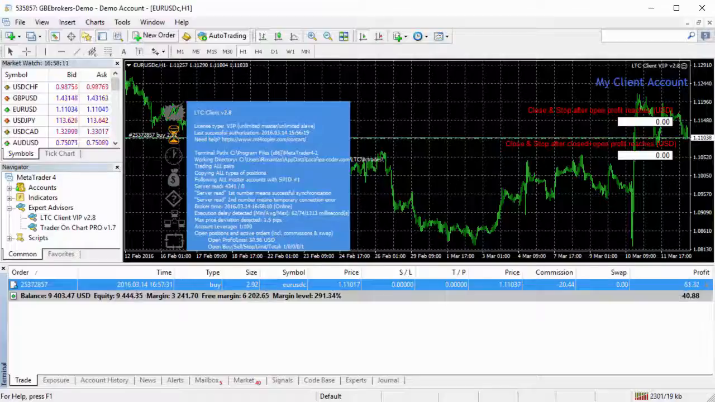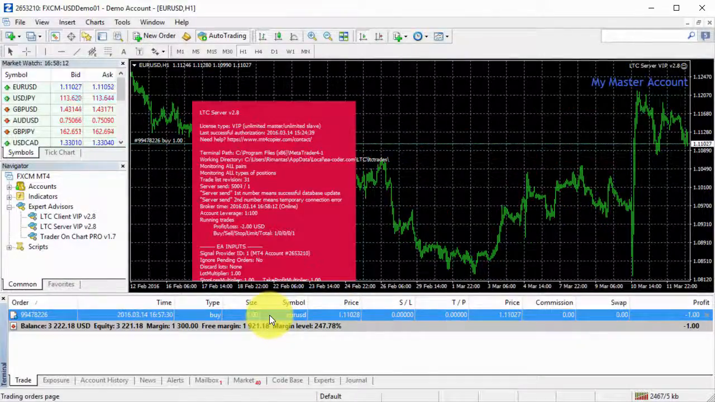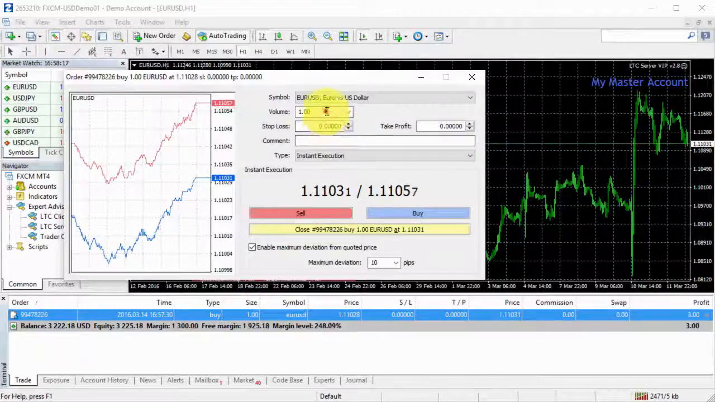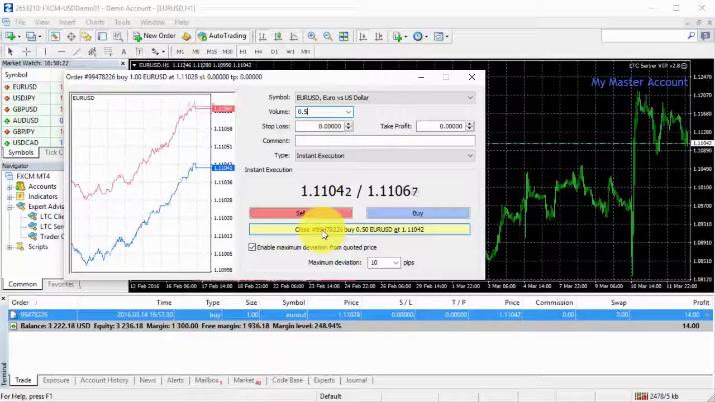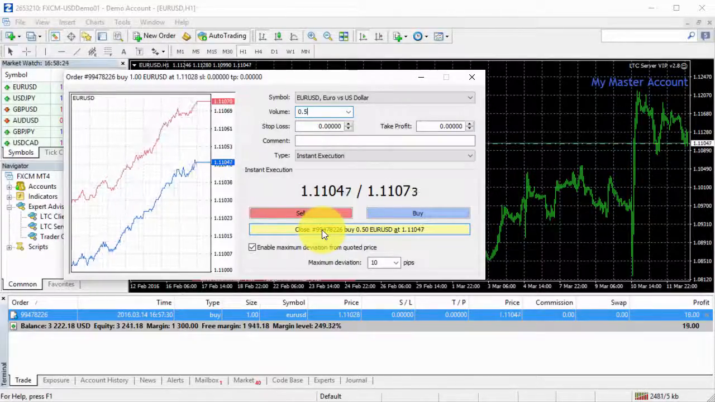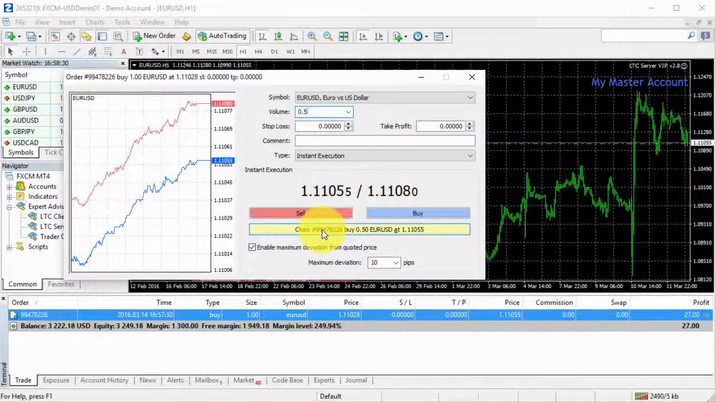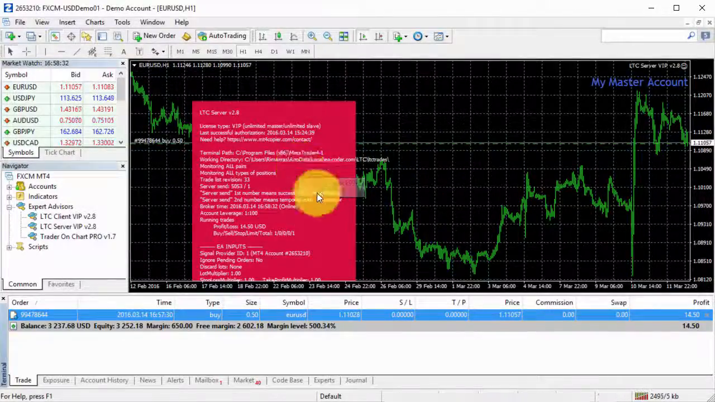So if I go back to my master account and I double click on the size for the particular trade and I choose to close half of the positions, which is called partial close, we close only part of the position, which is also known as scaling out of the position. So we scale out half of the position and the other half is left to run.